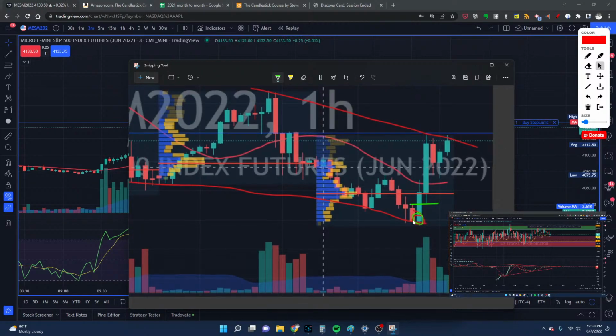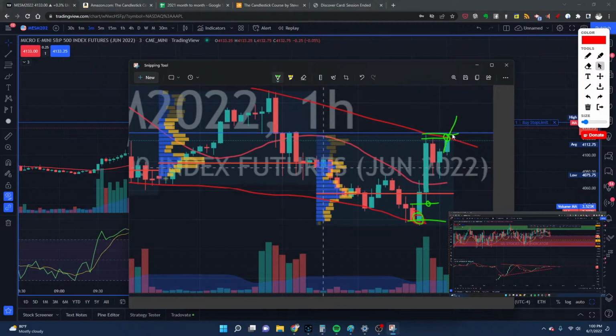So you have your demand zone down here, came back down and wicked it right here, went back up. Now you have your supply zone here, and that's where we are currently. So we're either going to break through this, it's 1 o'clock p.m., which would also break through this level right here.